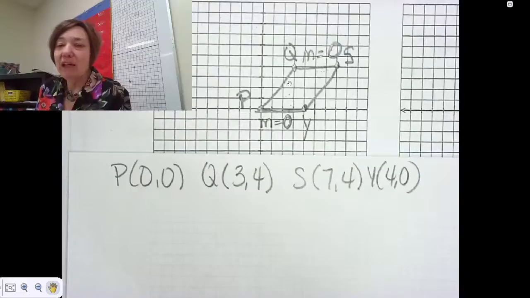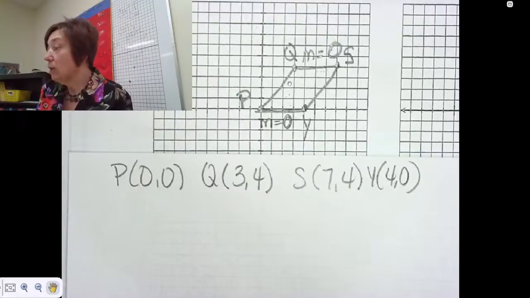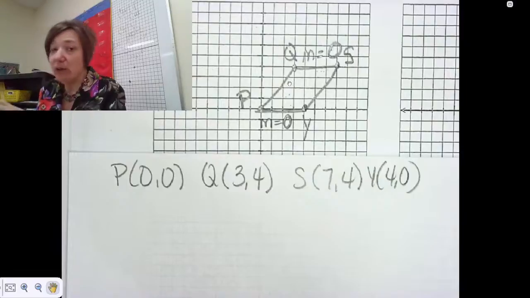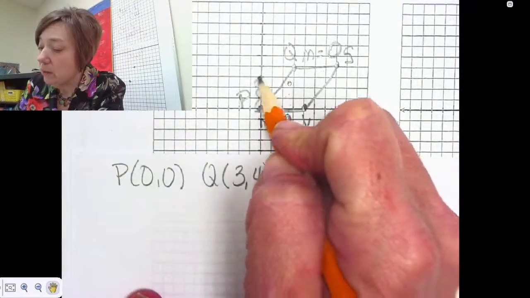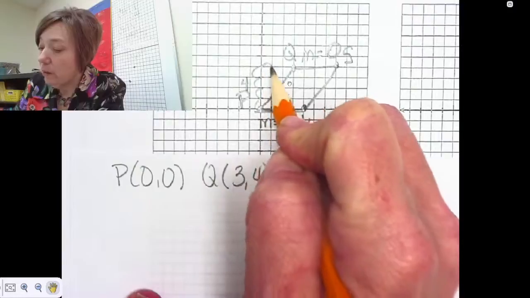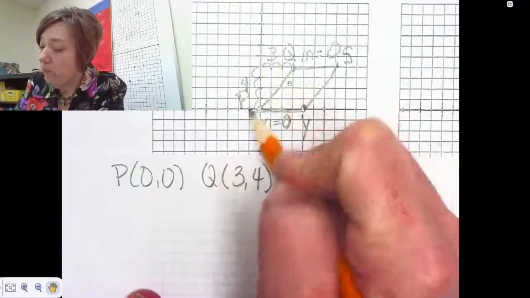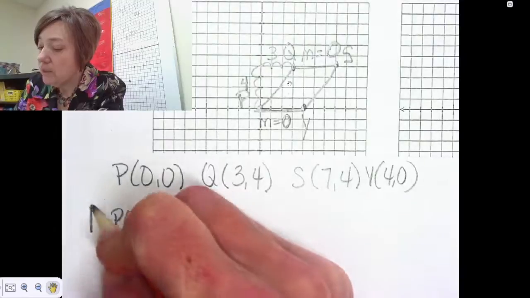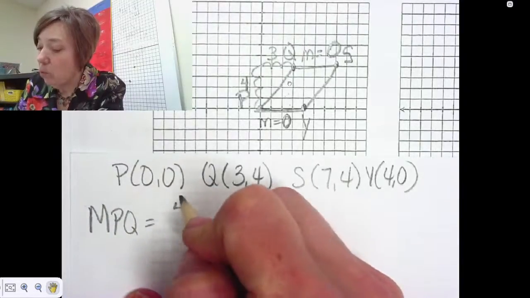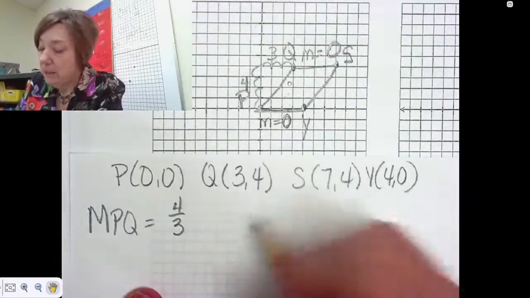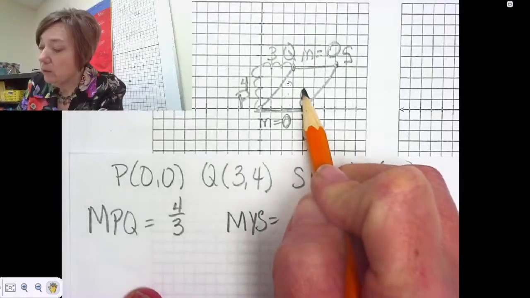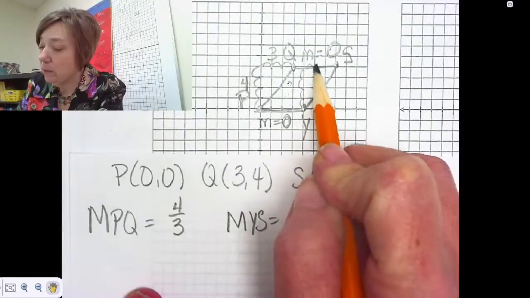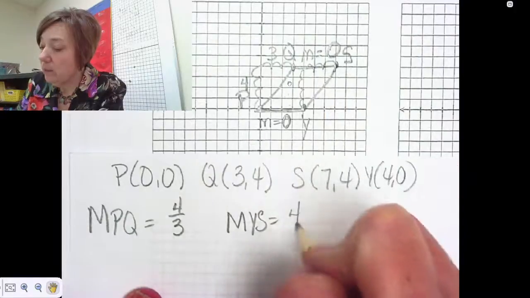Okay, now we need to find the slope for the other two. We can use slope formula or we can count it. Since we already have it graphed, let's go ahead and count it. To count it, we're going to go up 1, 2, 3, 4, and then over 1, 2, 3. So the slope of PQ is 4 over 3. And then if we do the slope of YS, we go up 1, 2, 3, 4 over 1, 2, 3. So our slope is 4 over 3.